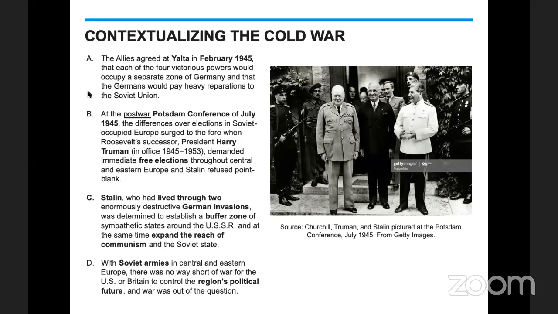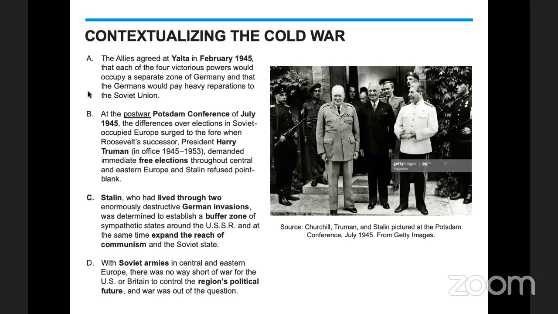elections in Soviet-occupied Europe surged to the fore when Roosevelt's successor, Truman, so Roosevelt has died, Harry Truman was vice president, becomes the president, and so they're negotiating with somebody different, and he demands that free elections be held throughout Central and Eastern Europe, and Stalin just refuses point blank. Stalin, who had lived through two enormously destructive German invasions, was determined to establish a buffer zone of sympathetic states around the Soviet Union and at the same time expand the reach of communism and the Soviet state.